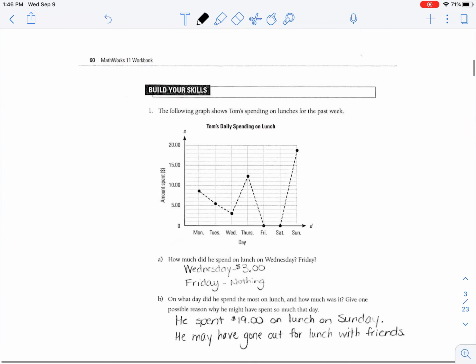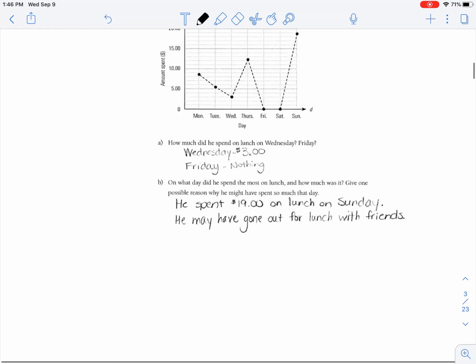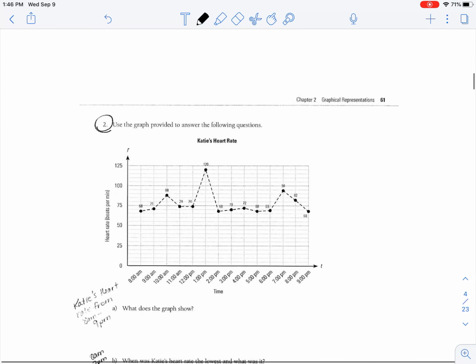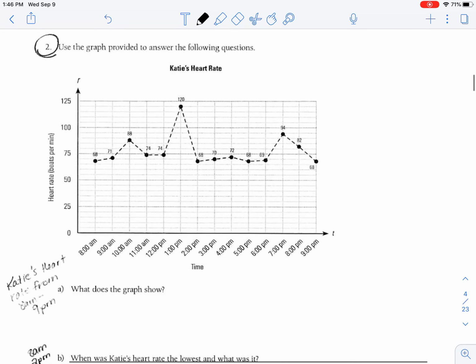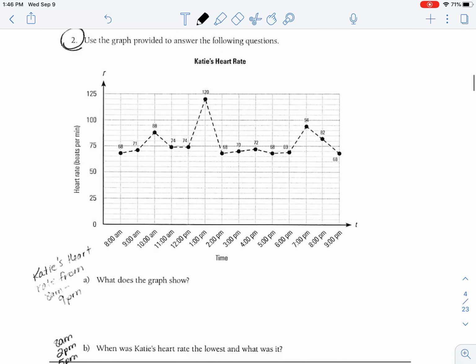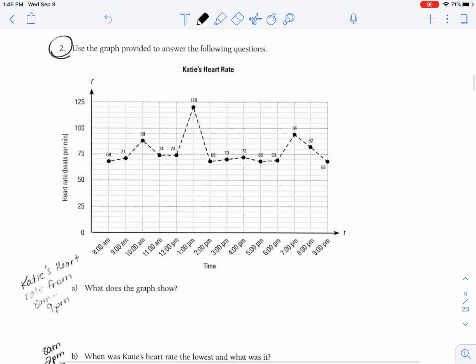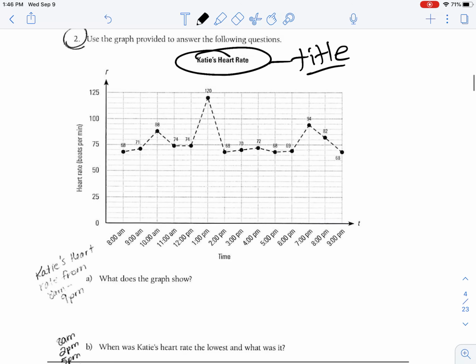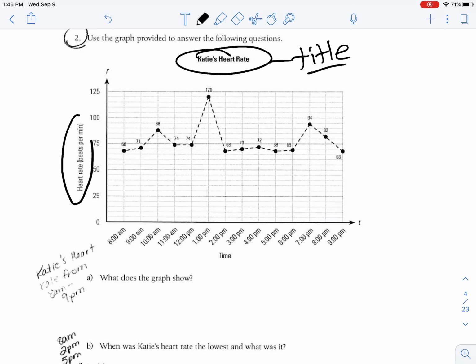So let's look at a few examples together. There's a written out example for you there, which you can look at. Let's do number 2 here. So use the graph provided to answer the following questions. Okay, so first off, always look at the title. Titles are really important and you always need to give a title. This is Katie's heart rate, okay? We can see that Katie's heart rate is the dependent variable. And of course, time is your independent.